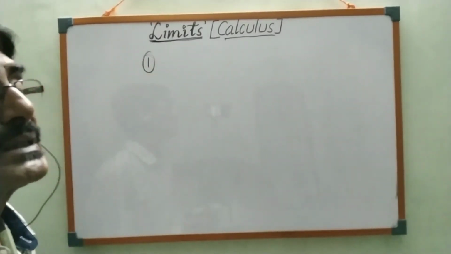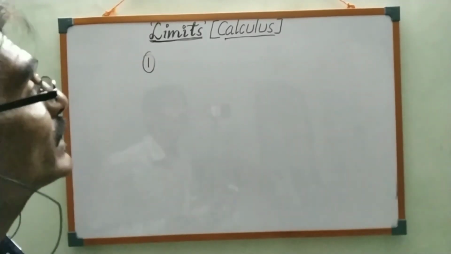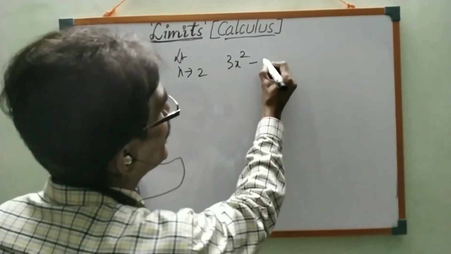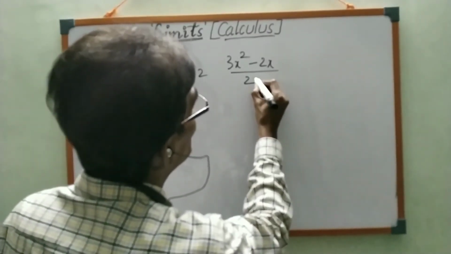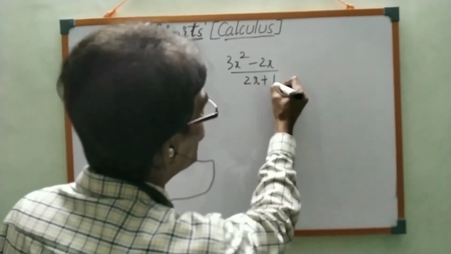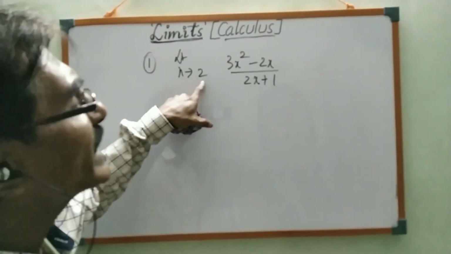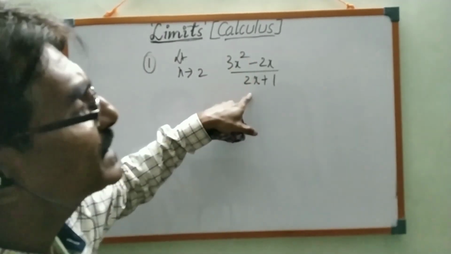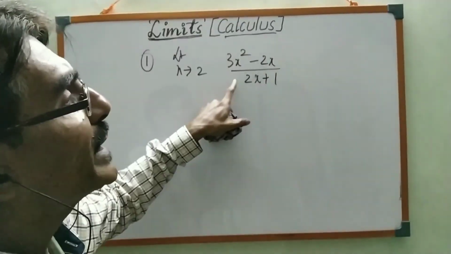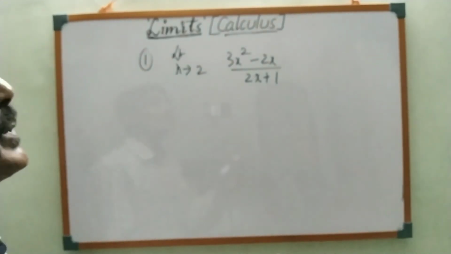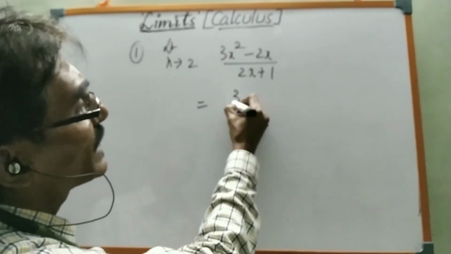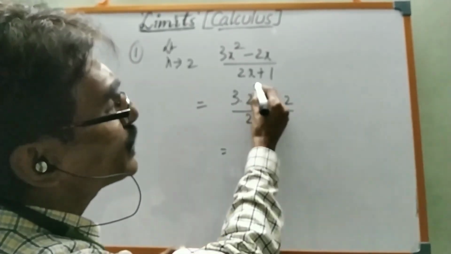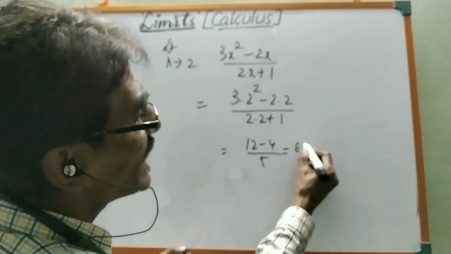Say question number 1. Evaluate the following. The question is a very simple sum: limit x tends to 2 of the function 3x square minus 2x divided by 2x plus 1. You see, direct substitution. If I substitute x equal to 2, you can put x directly. First you just substitute the value. If a quotient function is there, then with x equal to 2 you see the denominator is not coming 0. So when the denominator is not 0, you can substitute the value directly to get the answer, like 3 into 2 square minus 2 into 2 divided by 2 into 2 plus 1. So 2 square is 4, 3 into 4 is 12, minus 4, by 5, that is 8 by 5.